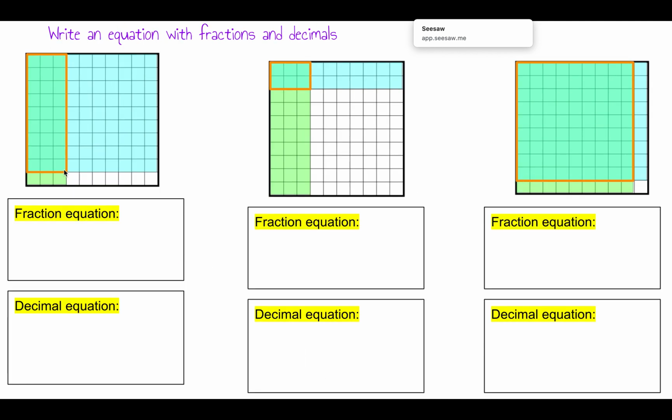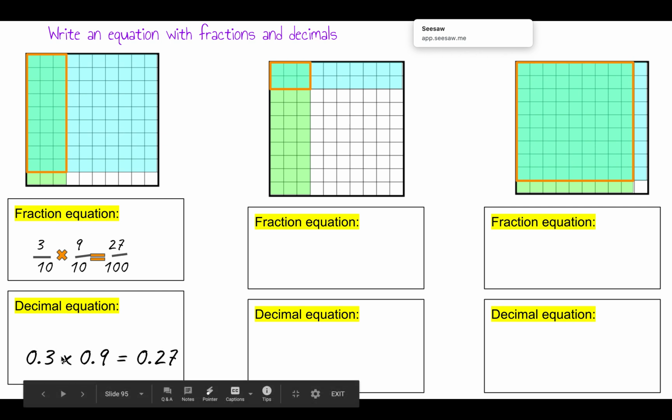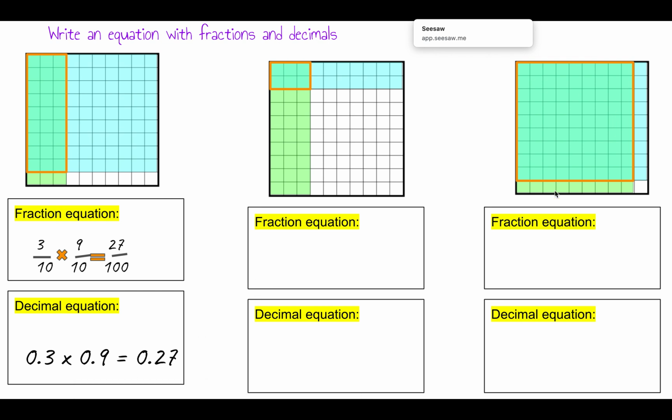On the next page, we're going to see the picture and write the equation. So I see this has 3 columns and 9 rows. So it's 3/10 times 9/10, and my answer would be the orange part. So 3/10 times 9/10 equals 27/100ths. Decimal equation, same thing. See if you can do the next 2. Ready? Let's get started.